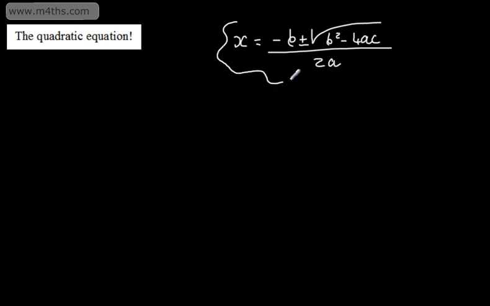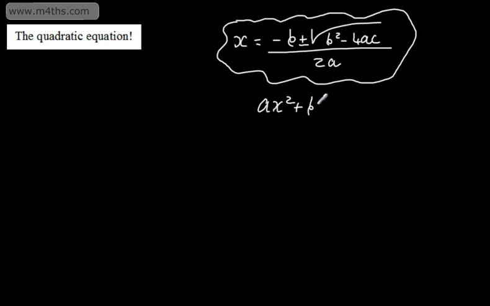The quadratic equation. Now, if we consider that x is equal to negative b plus or minus the square root of b squared minus 4ac all over 2a. So what we're going to have is the following. This gives us the solutions to the equation when we have an equation in the form ax squared plus bx plus c is equal to 0. So if we want to find the solutions to this equation, we can use the quadratic equation.